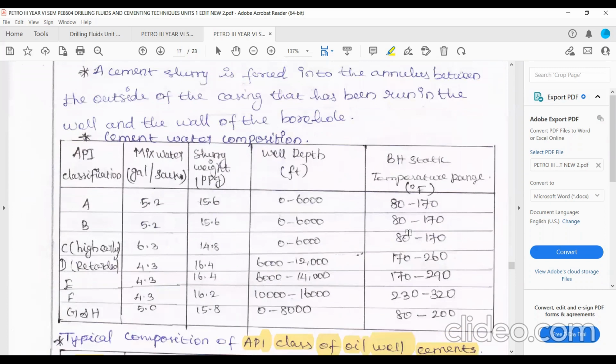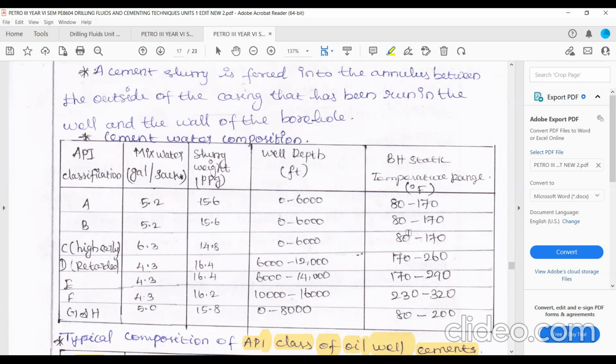API, the American Petroleum Institute, has classified the cements as A, B, C, D, E, F, G, H, whereas C is called high early setting cement, and B is for retarded cement. So class A cement is mixed with water. How many gallons per sack? 5.2. The slurry weight is 15.6 ppg, pounds per gallon.